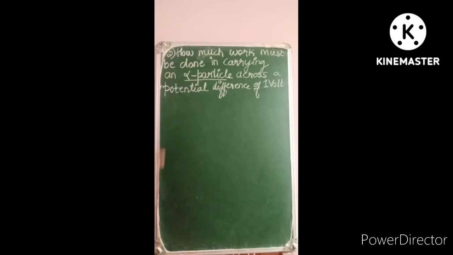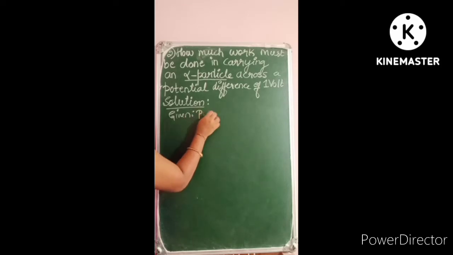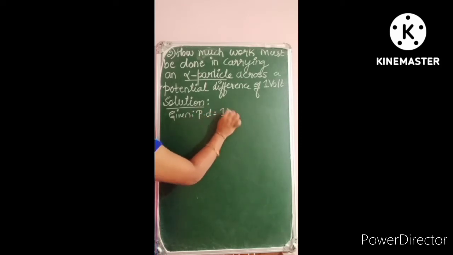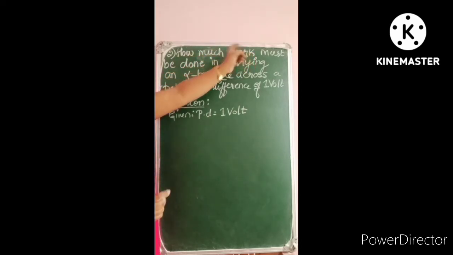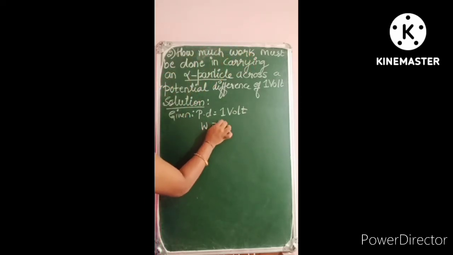The second problem is how much work must be done in carrying an alpha particle across a potential difference of 1 volt. First, before going to solve it, let us write the given terms. What are the given values here? Given: potential difference is 1 volt, and you have to calculate the work.